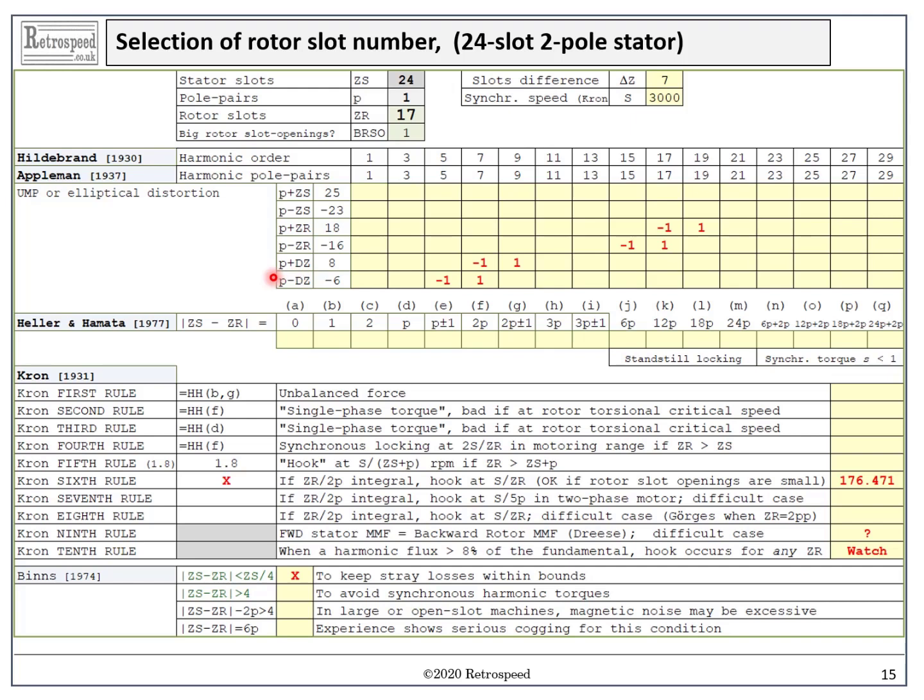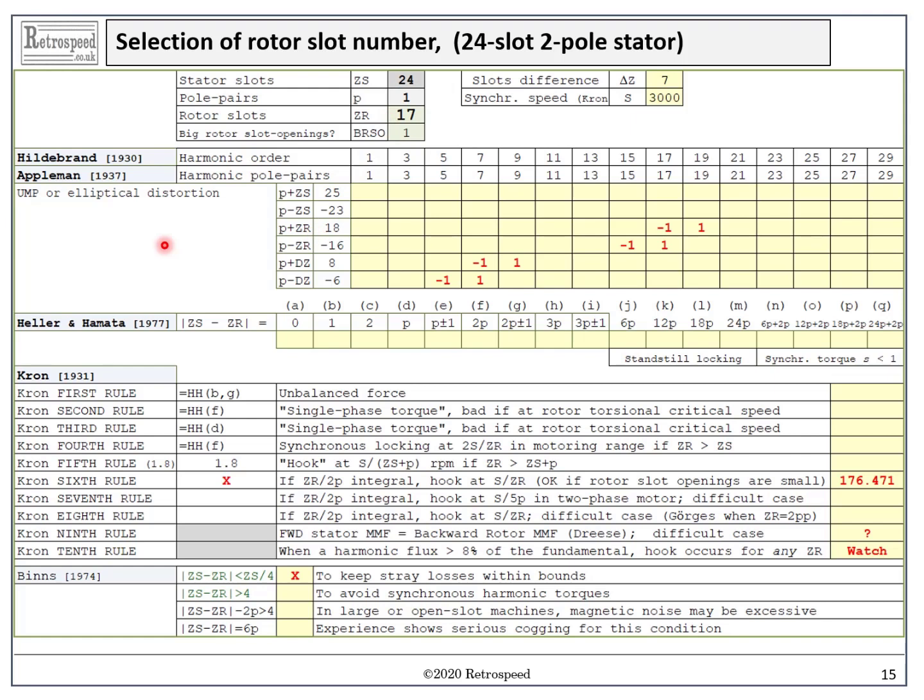This approach dates back to Hildebrand in 1930. Hildebrand identified 6 sources of permeance harmonics relevant to this search, and here we can see them listed together with their harmonic orders. P is the number of pole pairs, ZS is the number of stator slots, and ZR is the number of rotor slots.